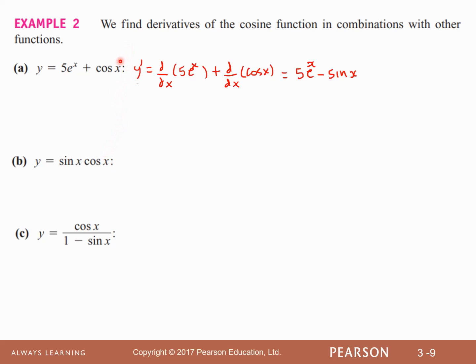So let's get going with the first one. We want the derivative of y, which we represent here by y prime, equal to the derivative of the first term, d by dx of 5e to the x, plus the derivative of the second term, d by dx of cosine x. Now d by dx of 5e to the power x is going to give us 5e to the power x. And then we have plus the derivative of cosine x, which is equal to minus sine x. That's why the sign changed to minus here, and we have sine x. So that's the first one, and please do the other two as exercises.